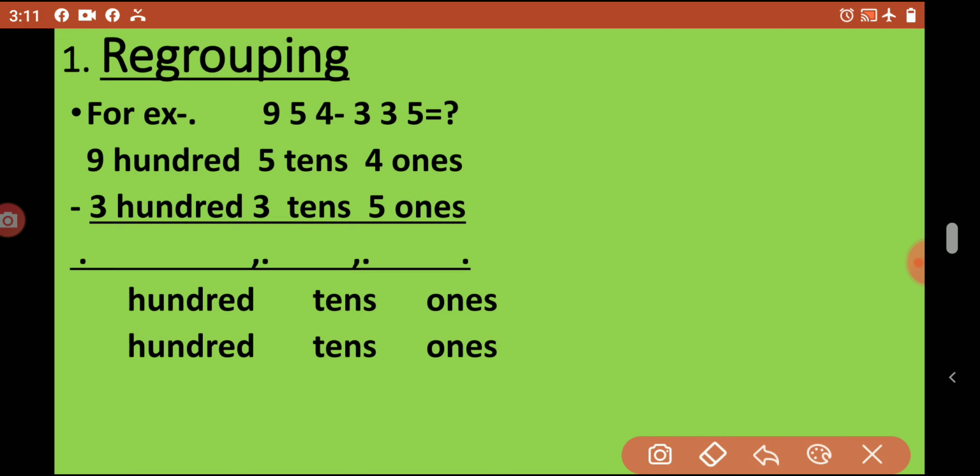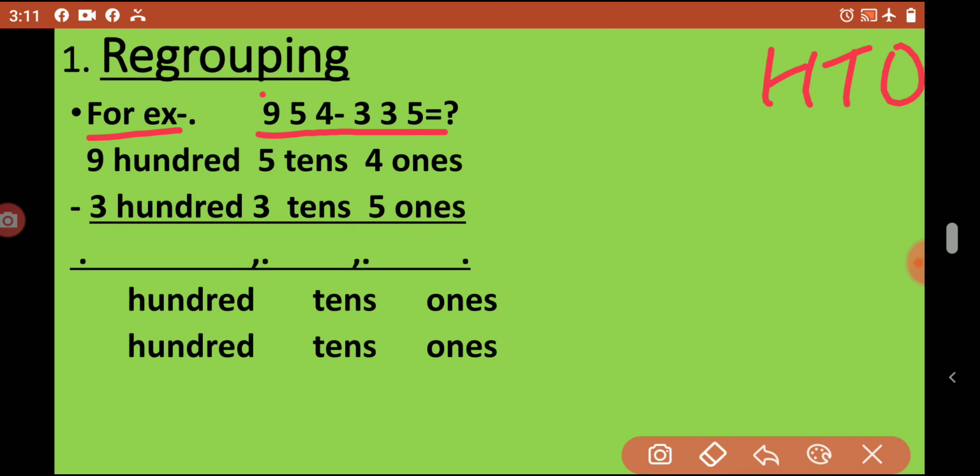Let's start with the regrouping method. For example, 954 minus 335. Both are 3-digit numbers. In 3-digit numbers, we use the places hundreds, tens and ones.